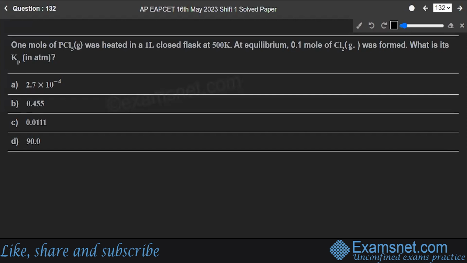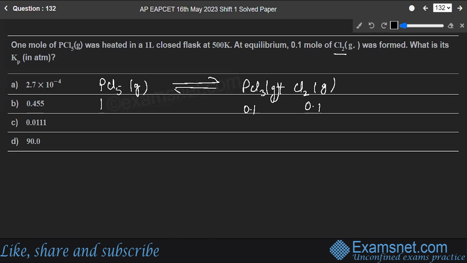Question number 132. 1 mole of PCl5 gas was heated in 1 liter of closed flask at 500 Kelvin. At equilibrium, 0.1 mole of chlorine gas was formed. What is the Kp in atmospheres? Okay, let's make the reaction. First of all, PCl5 in the gaseous form. This changes into PCl3 if the chlorine gas is to be formed. So PCl3, Cl2, both are in the gaseous form. So 0.1 mole of chlorine is formed. Similarly, PCl3 is also 0.1 mole. And PCl5, which in the beginning was 1 mole, 0.1 mole has been taken out. So the number of moles for PCl5 at equilibrium will be equal to 1 minus 0.1.